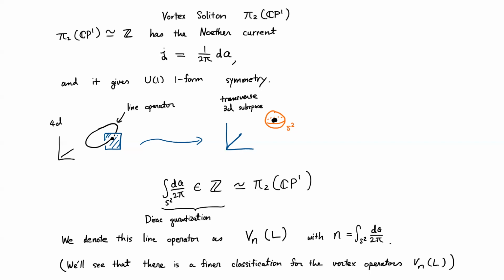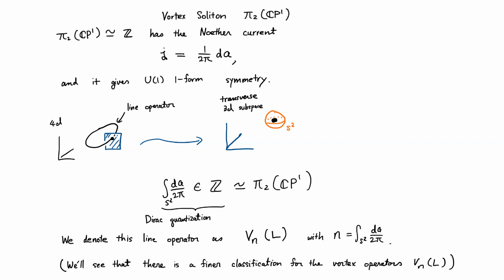And since we are now considering 4 dimensions, it gives a U1 one-form symmetry. And the corresponding charged object in 4D spacetime is given by a 't Hooft line or this kind of line operator. So the definition is, if you pick up the transverse plane of this line, then this transverse plane is actually a 3D spacetime, and this black line is now becoming a point in this 3D spacetime, so you can surround it by S2. And if you integrate or count the magnetic flux over S2, this should be quantized to an integer due to the Dirac quantization condition. And this integer is nothing but this pi2 of CP1.